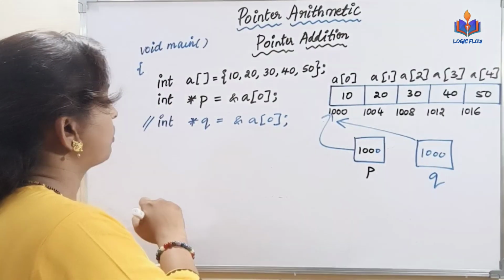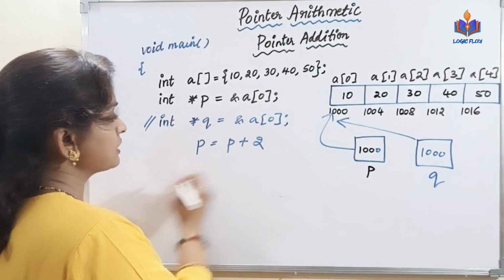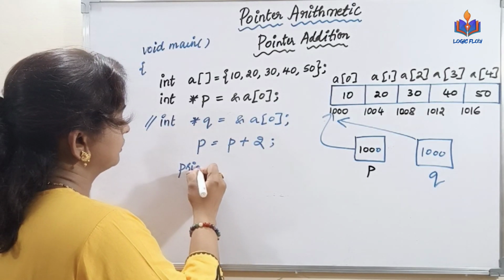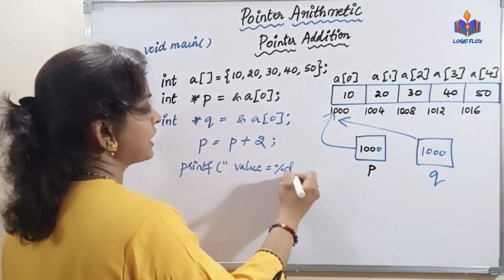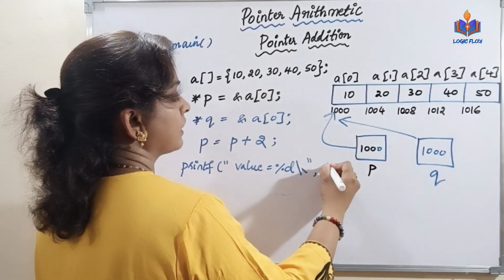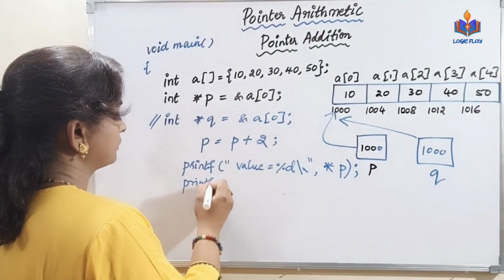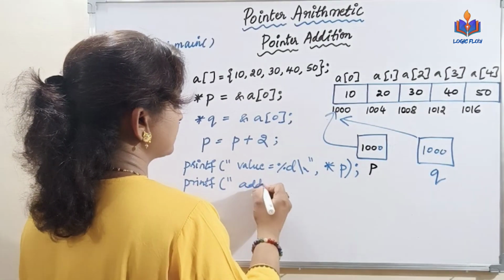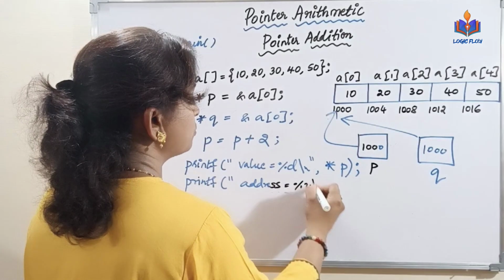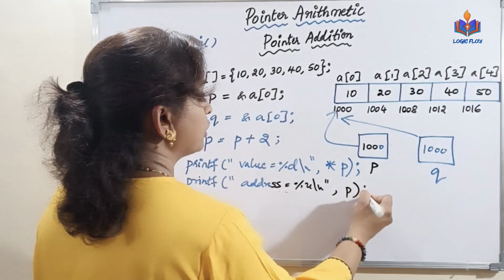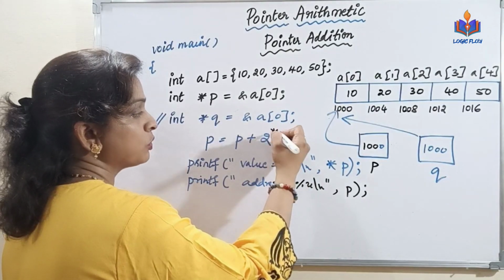Let me comment this. So what I can do, I can say p equal to p plus 2. And if I just say printf, value equal to %d, asterisk p, and printf address equal to %u, then print p. So what will be the answer? P equal to p plus 2 means how much? P plus 2 into the size of the data type.